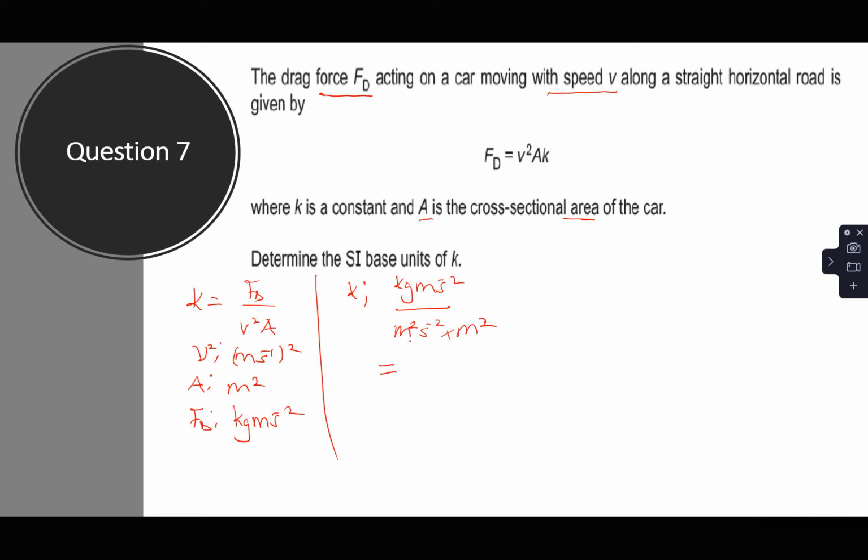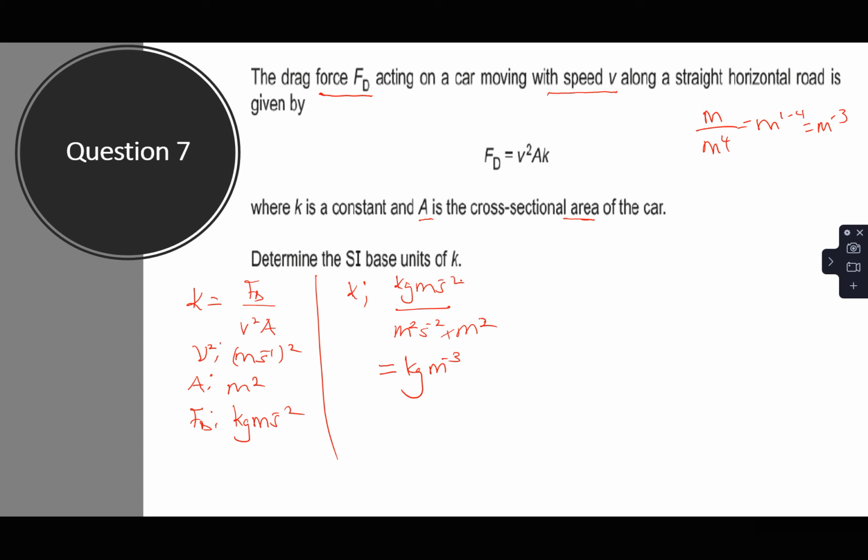When we simplify, we have kilogram in the numerator. You have meters divided by meters squared times meters squared. In other words, you have meters divided by meters power 4. We subtract the powers, and when we subtract the powers, it becomes meters power 1 minus 4, which becomes meters power -3. So this would be m power -3.